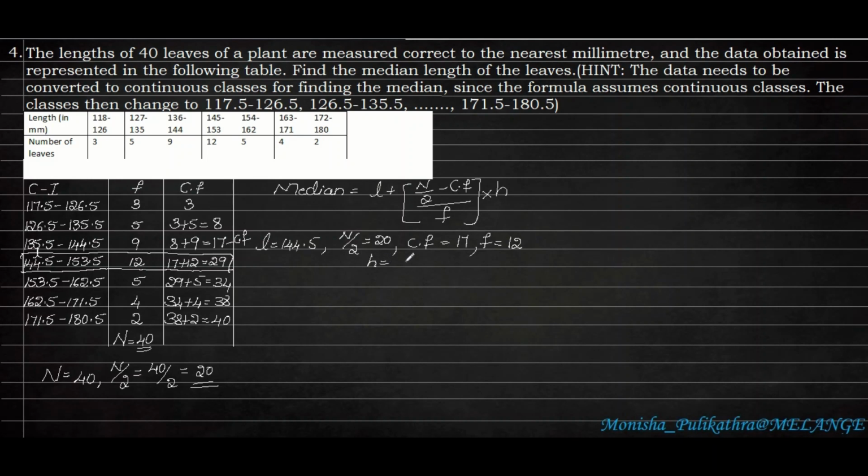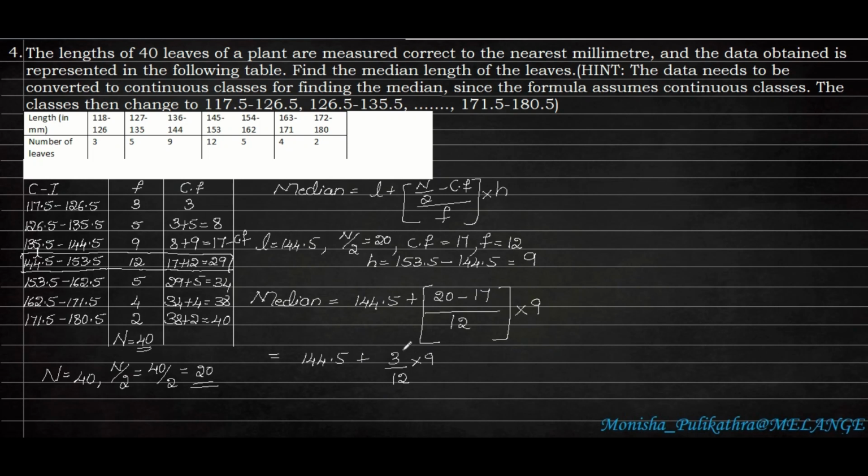Last one is class size H. Class size H is 153.5 minus 144.5, so the class size is 9. Next, we have to substitute all the values into the formula. Median is equal to L, 144.5, plus n by 2, which is 20, minus CF, 17, whole divided by F, 12, into 9. So 144.5 plus 20 minus 17 is 3, divided by 12, into 9.